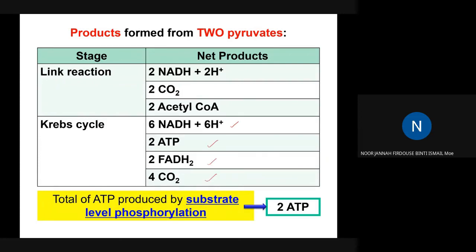Manakala bagi link reaction kita tak boleh abaikan. Okay, sebabnya nanti NADH akan diambil kira untuk menghasilkan ATP dalam oxidative phosphorylation. So through link reaction, we also release another 2 carbon dioxide. Kenapa 2? Sebab kita ada 2 pyruvate. Okay. Then 2 acetyl-CoA and 2 NADH. Jadi this one go to oxidative phosphorylation. Ini release from cell. Release lah, kita akan exhale. Acetyl-CoA will go to Krebs cycle. Faham?